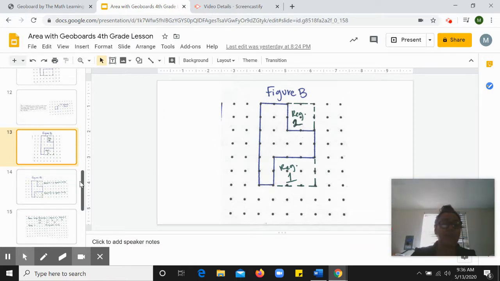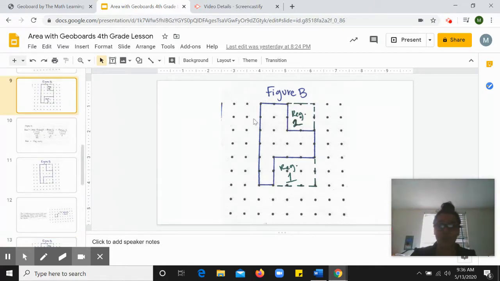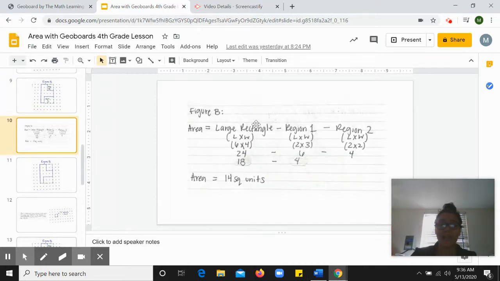But before doing that, we need to find the area of the large rectangle. So for that, I am going to do length times width. So we're going to count here. 1, 2, 3, 4, 5, 6 is the length of the large rectangle. And then 1, 2, 3, 4 is the width of the large rectangle. 6 times 4 equals 24. And I actually have that written out right here. 6 times 4 equals 24.